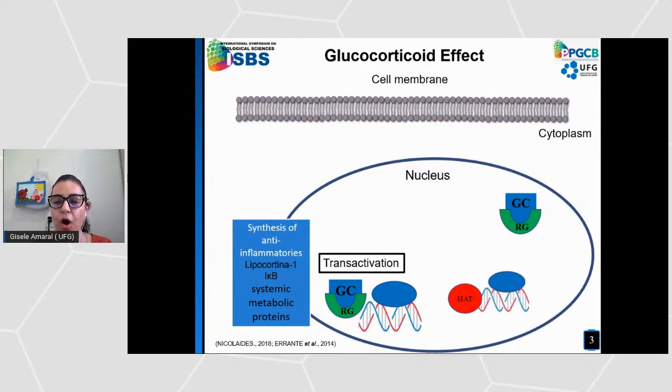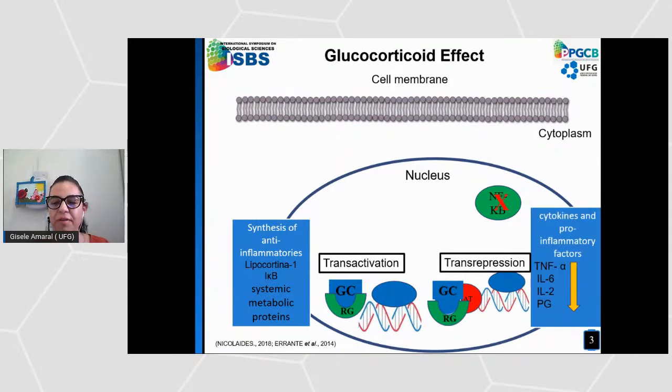Glucocorticoids also act by a genomic mechanism. The glucocorticoid receptor complex binds to a coactivator molecule with histone acetyltransferase activity, leading to inhibition of pro-inflammatory nuclear transcription factors such as NFkB. This process is called transrepression and leads to decreased expression of cytokines and pro-inflammatory factors.